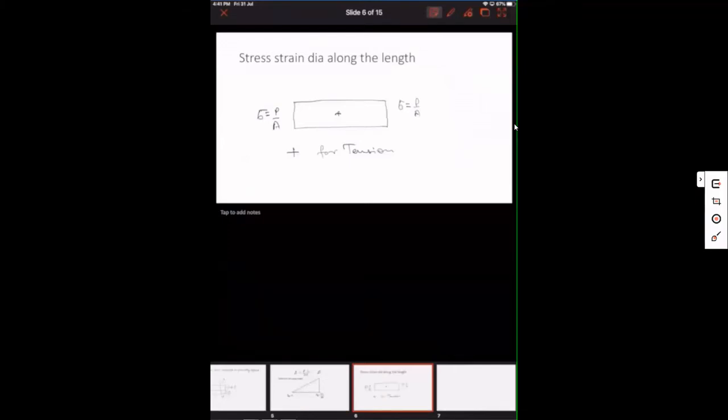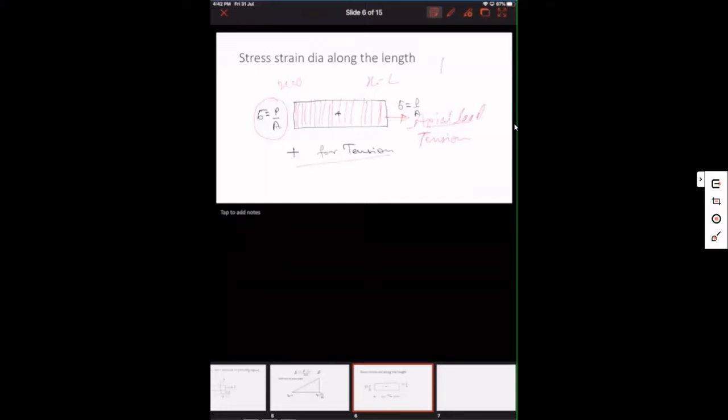Now we are looking at the stress diagram along the length. This is only the stress diagram. So my stress is not changing. P is constant at every point. A is constant at every point. So my stress is constant at each and every location, varying from x equal to 0 to x equal to L. So this is my axial load. The axial load was applied in the form of tension, so positive denotes tension.